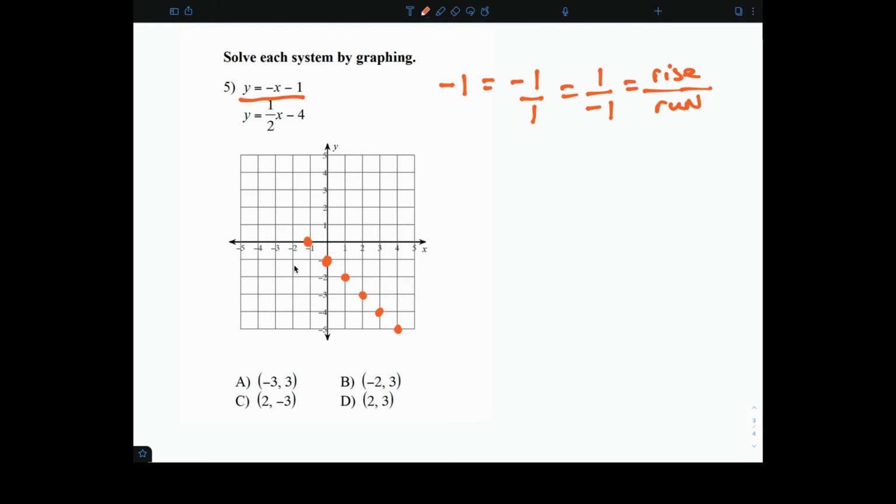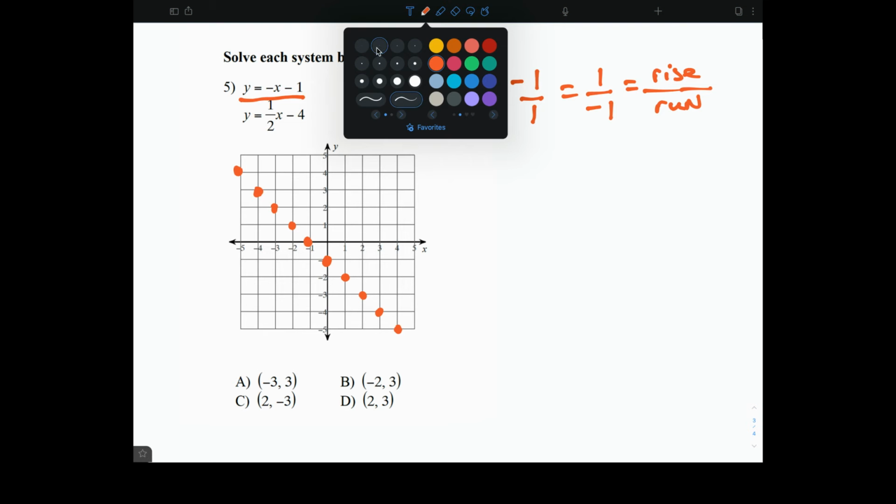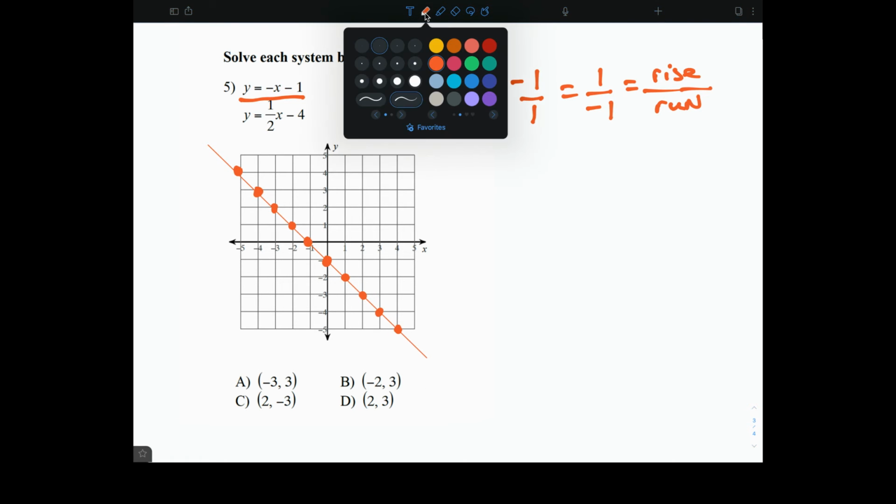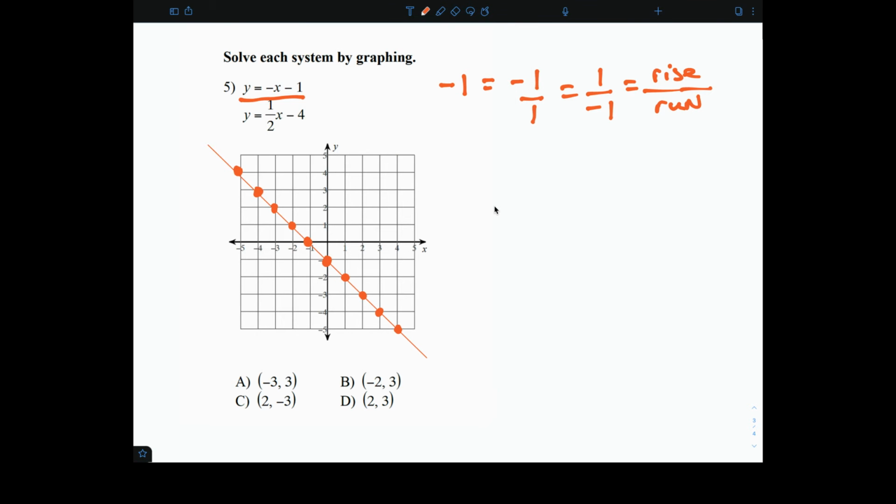So up 1, left 1, up 1, left 1, and so on. And I'm going to go ahead and draw the line. Now, it just depends on your writing utensil. I'm going to make this very thin so that you can see the dots. The importance of this are the dots. So we'll go back to a little bigger.